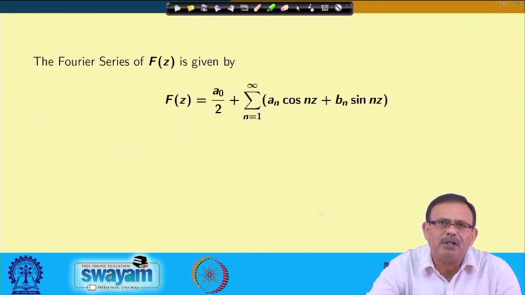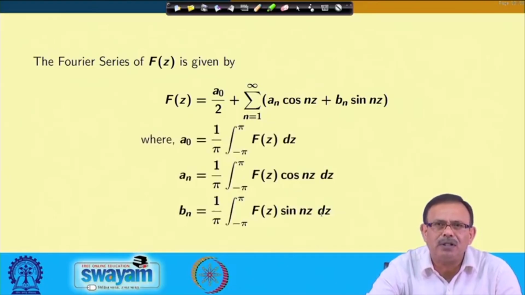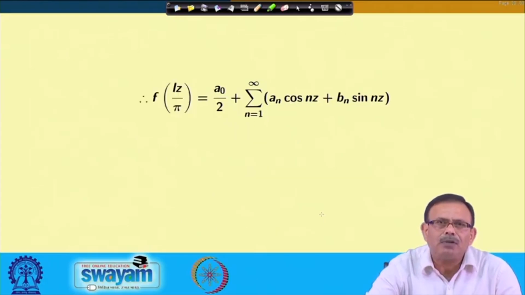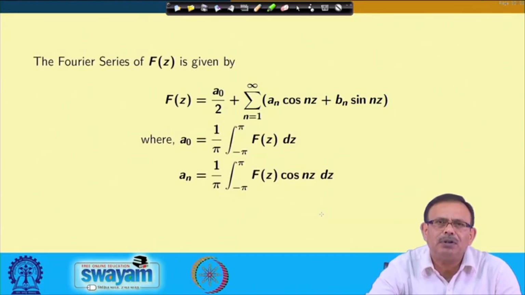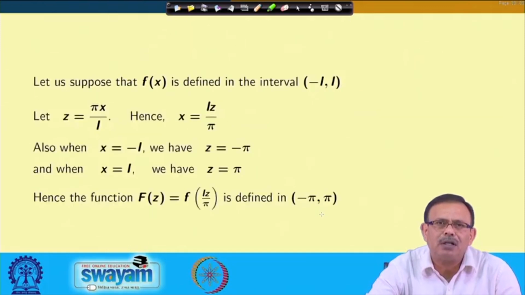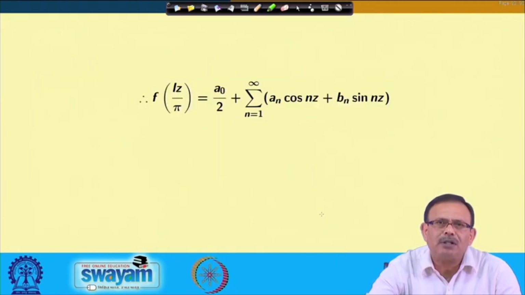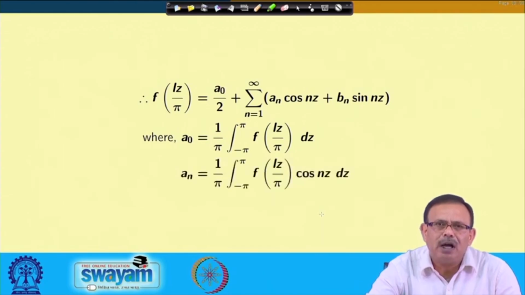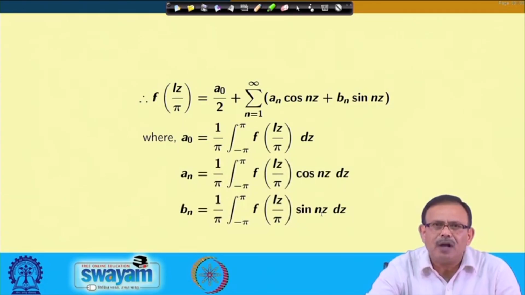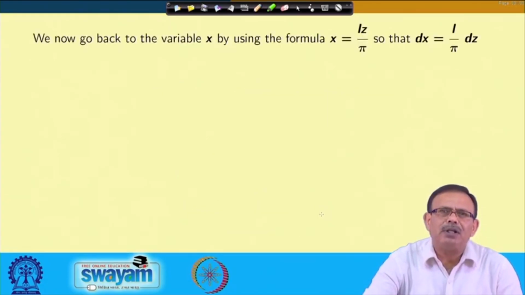So, F z can be written in terms of this, where a naught, a n and b n are these three integrals. Now substitute here: the value of capital F z is nothing but f of L z by pi, which we have shown here. Once I write this, I will obtain f of L z by pi, where a naught, a n and b n will be changing. Now I have to replace z by x, using the formula x equals L z by pi.